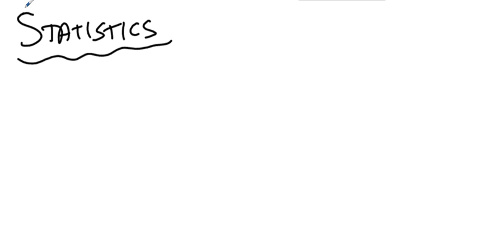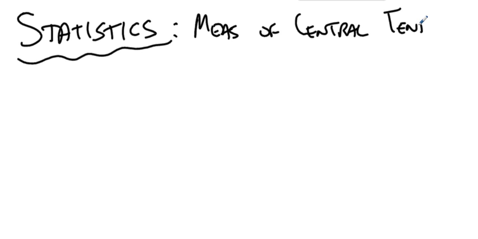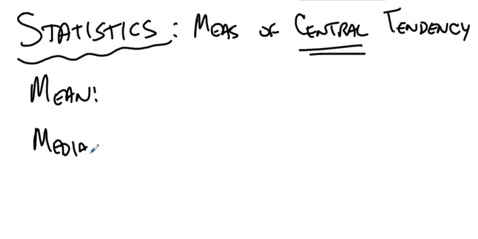Okie doke, friends. My turn to give you a little bit of a look at some of the statistics you will want to know to be successful in the last couple of years of high school. Statistics. In this particular screencast, we're going to talk mostly about mean, median, mode, your measures of central tendency. That is, given a large set of data, what do we think the middle numbers tend to be? And there are three. There is the mean, there is the median, and there is the mode.